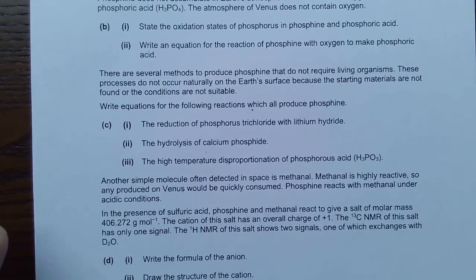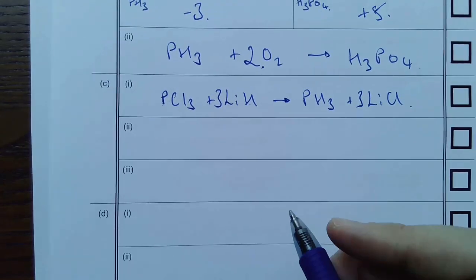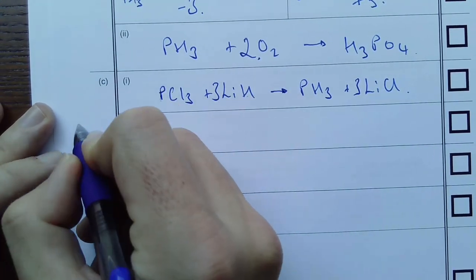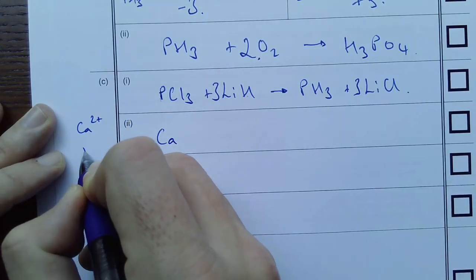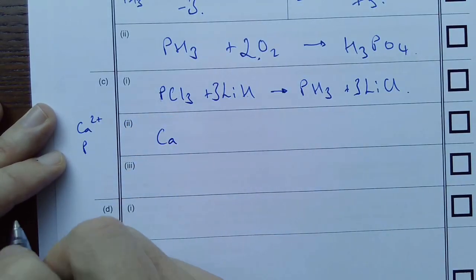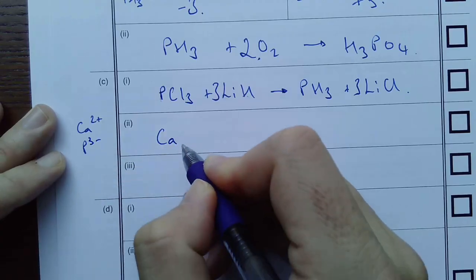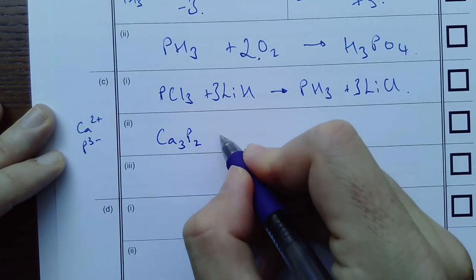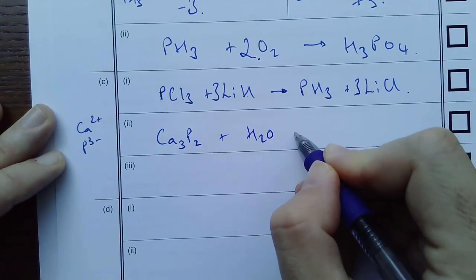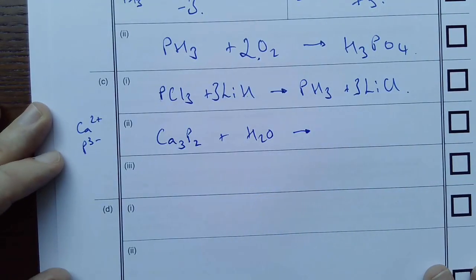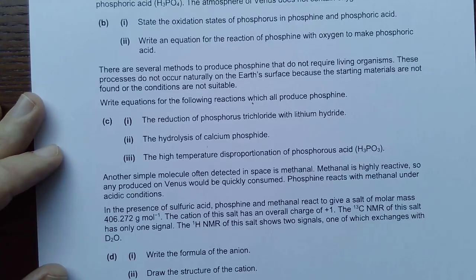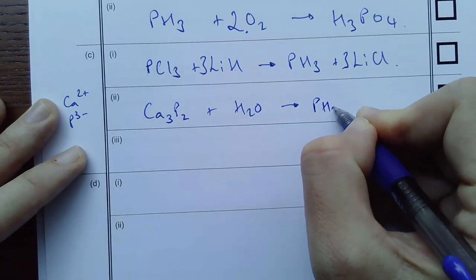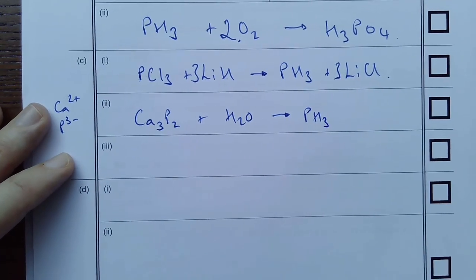The hydrolysis of calcium phosphide. Okay, so a little bit more tricky here. So calcium is 2+. Phosphorus, because it's in group 5, same as nitrogen, it's going to be 3-. So it's going to be Ca3P2 plus water, because it's hydrolysis. And then we need to think about what the products of that are going to be. Well, we already know that one of the products must be phosphine, because these are all ways to make phosphine.